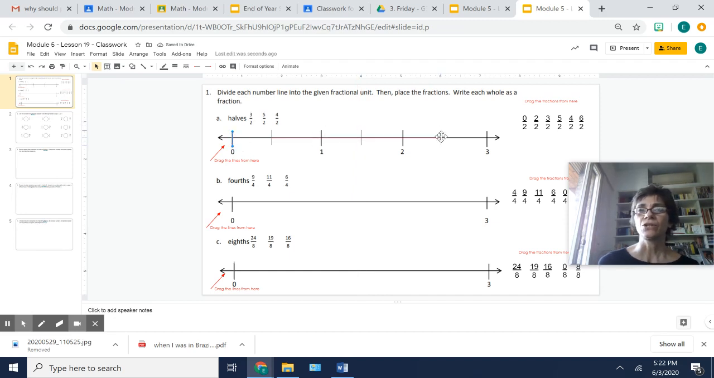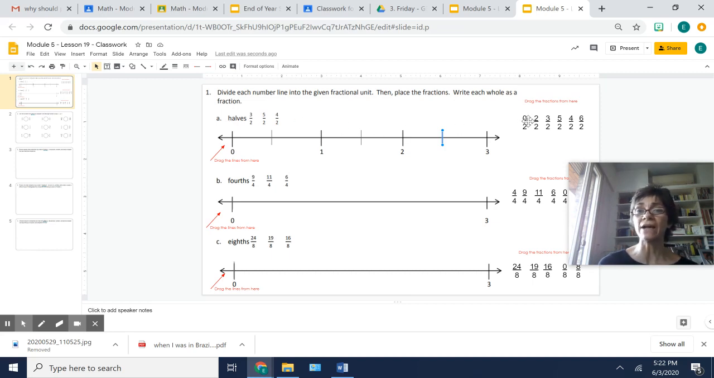All right, so you partition your 3 wholes into halves, and then you have to grab these fractions and plot them on your number line. So you have to place these fractions above or below a tick mark in the right position, of course. So 0 halves will obviously go above the 0.